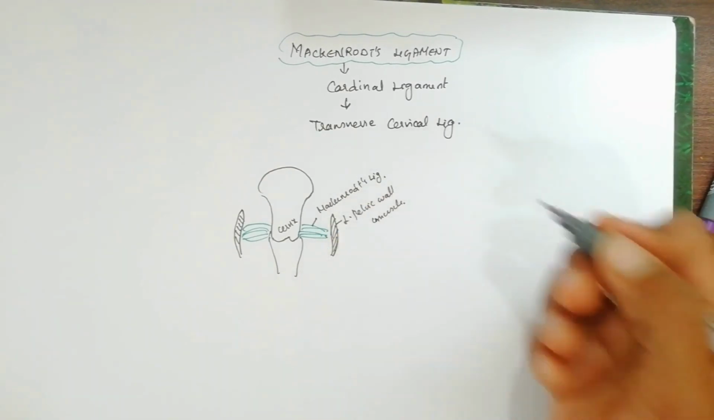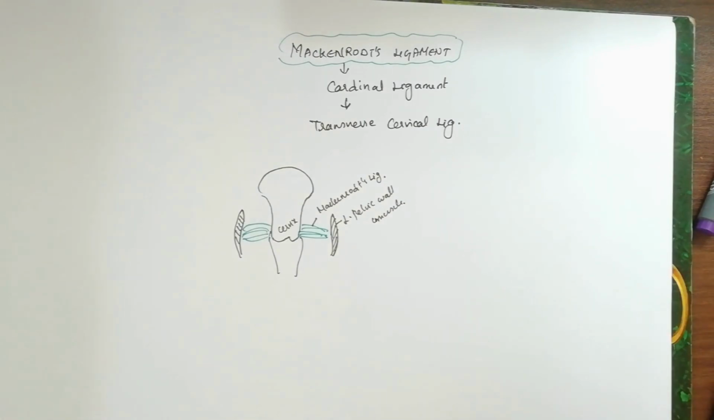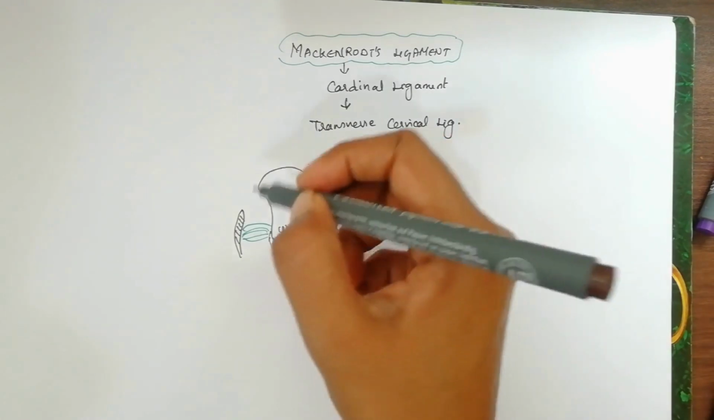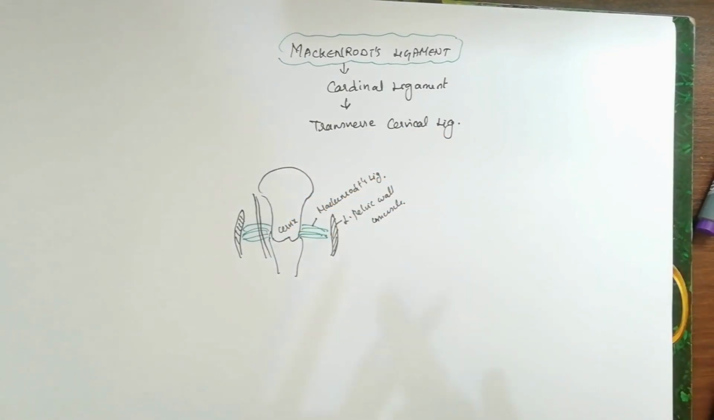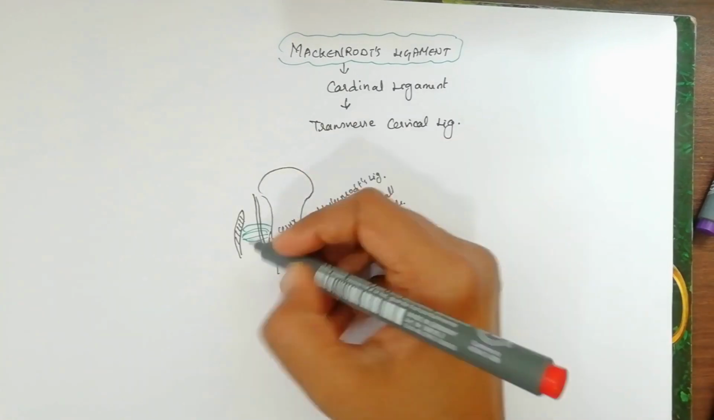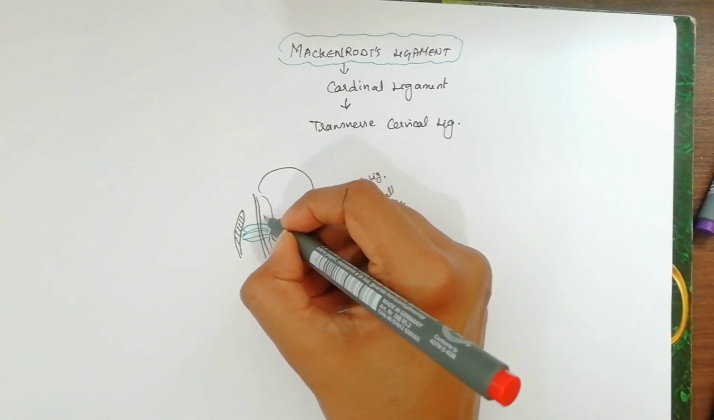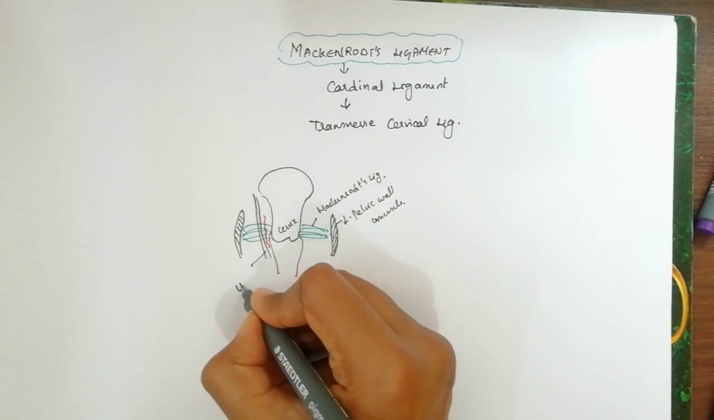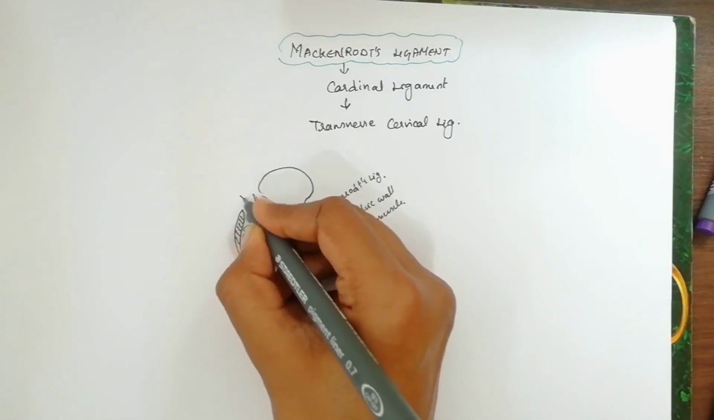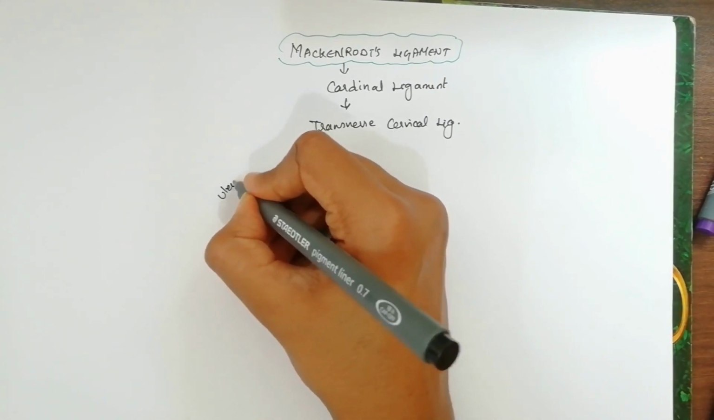While extending, it is also going to transmit or relate with some important structures. We have the ureter related to it, and along with this we have our uterine artery also passing near to it. So we have two structures related to the Mackenrodt's ligament, such as the ureter and uterine artery.